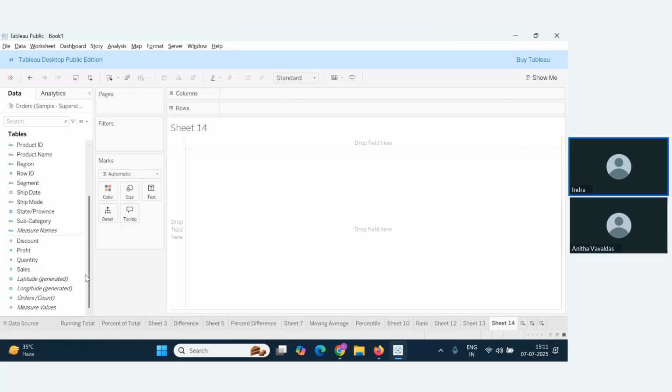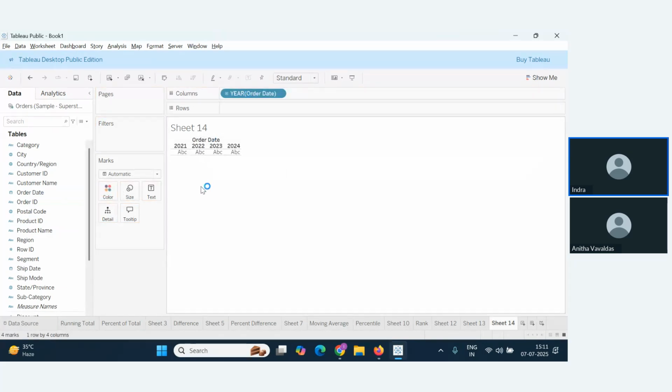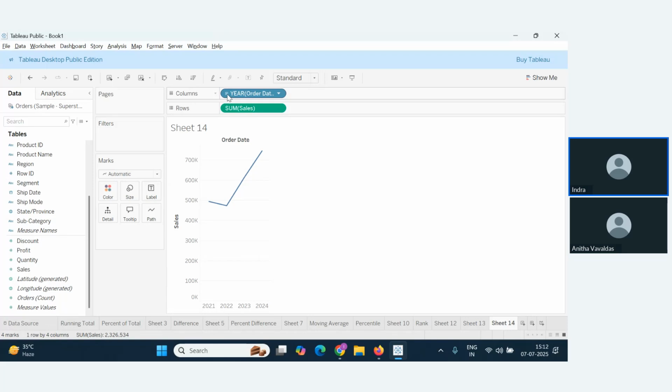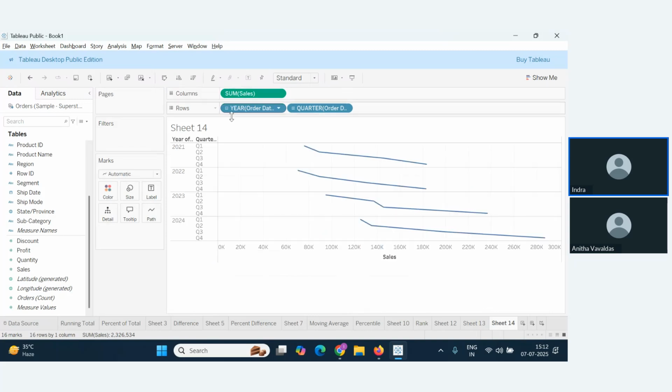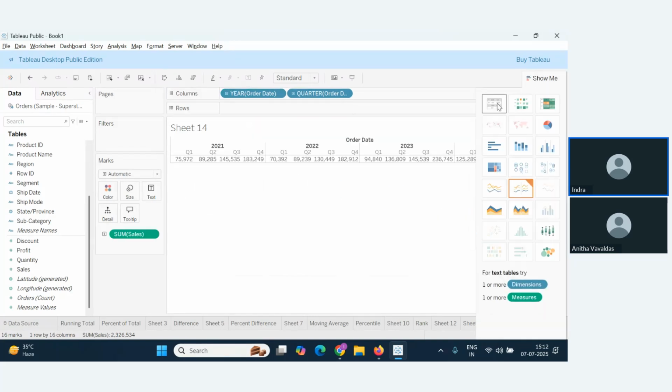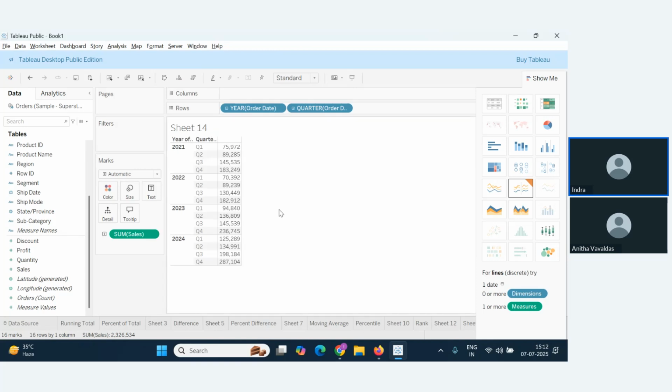So the very first thing I will do is take order date and drop it on the columns. Next, I will take sales and drop it on the rows. I'll take it to the quarters. Let me now swap it, and from here I'll select image chart. So we are getting a proper visualization now. In this visual we have year and quarter, and we also have the sales.